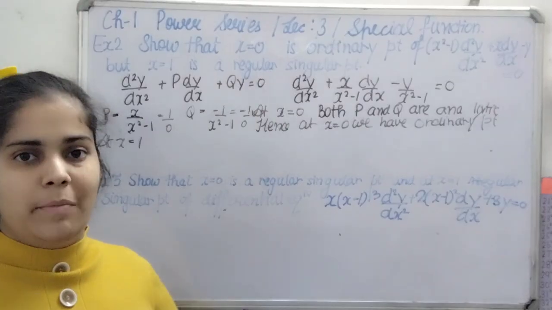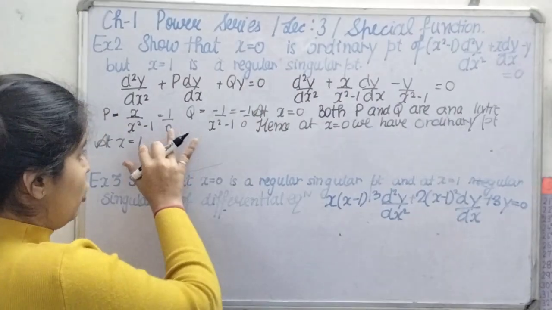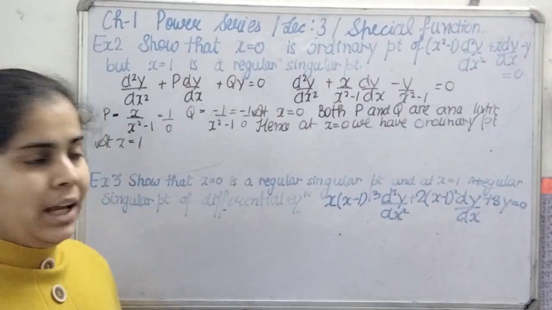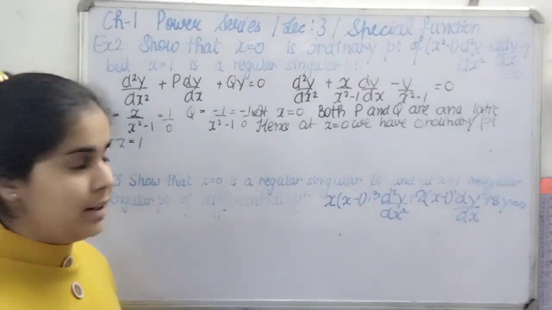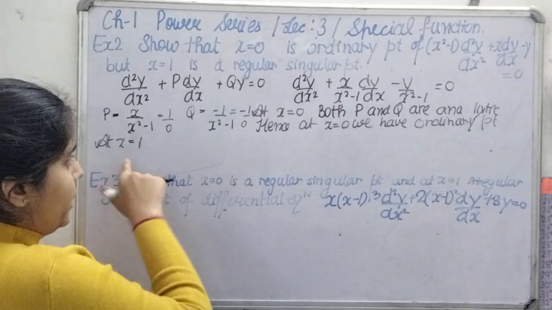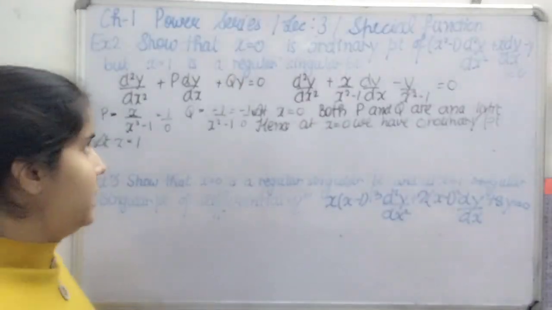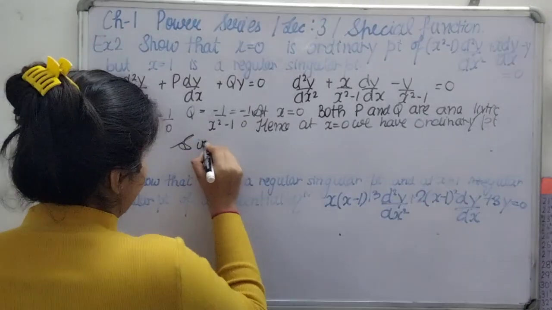So जब वो defined ही नहीं है, means analytic ही नहीं है, means the point is not ordinary at x is equal to 1. At x is equal to 1, the point both p and q should be defined. Then only it is ordinary point. Now it is not defined, so it is not ordinary point. It means it is singular point.